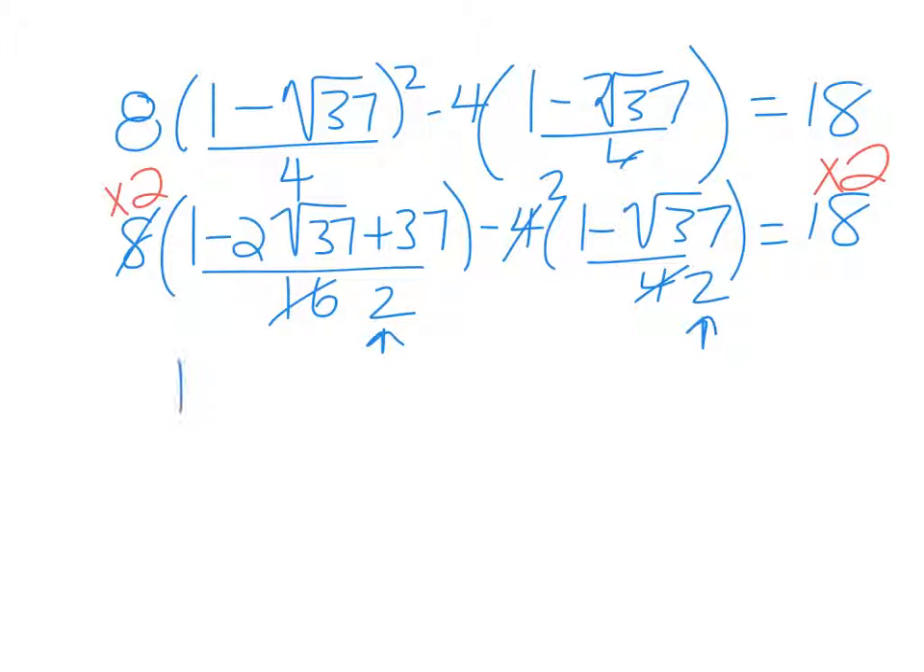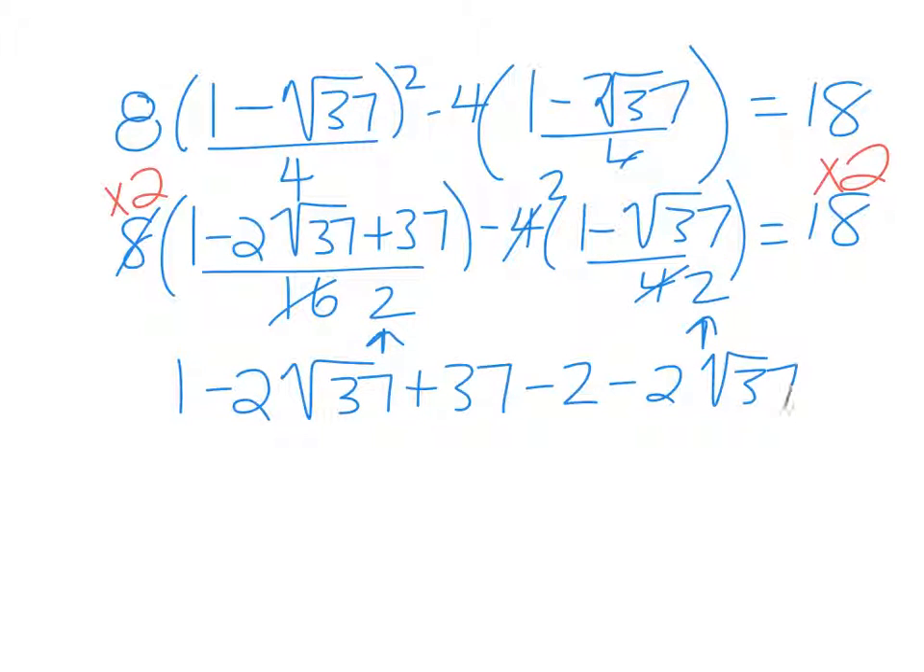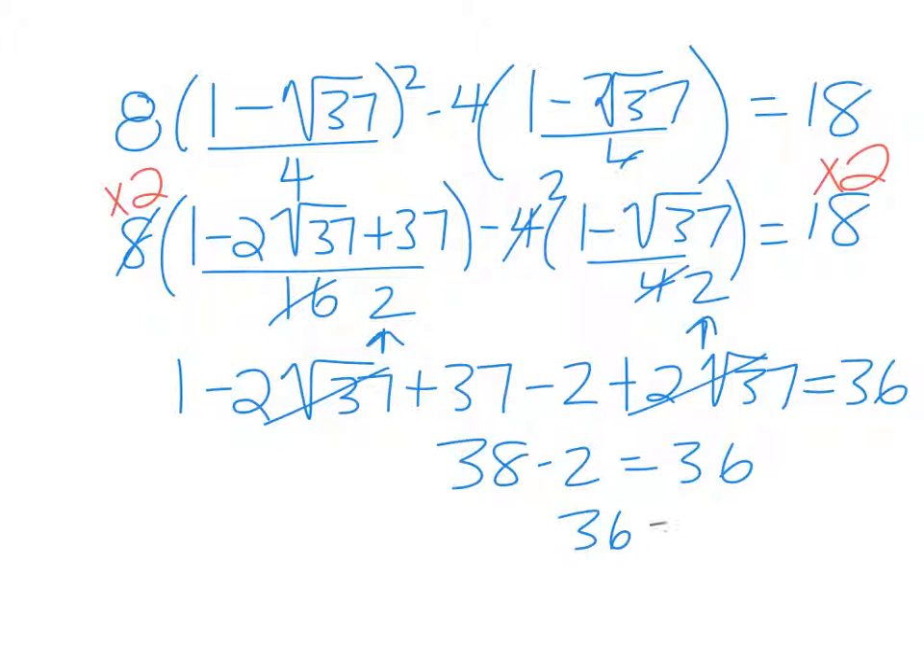So that's going to leave me with 1 minus 2 square root of 37 plus 37, and that's going to be minus 2 plus 2 square root of 37, equal to 36. These are going to cancel. I'll have 38 minus 2 is equal to 36, and that is correct. So I can also conclude that my other root is 1 minus the square root of 37 over 4.